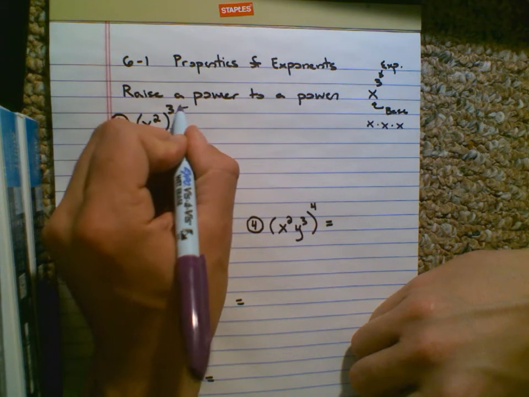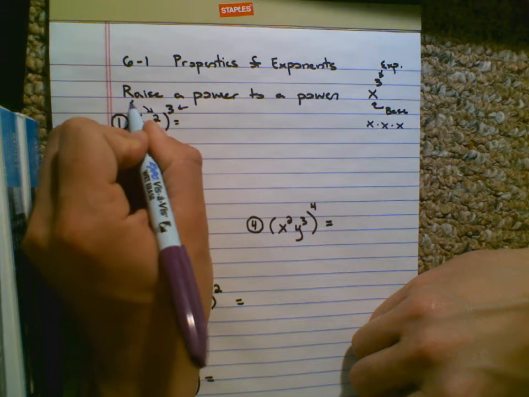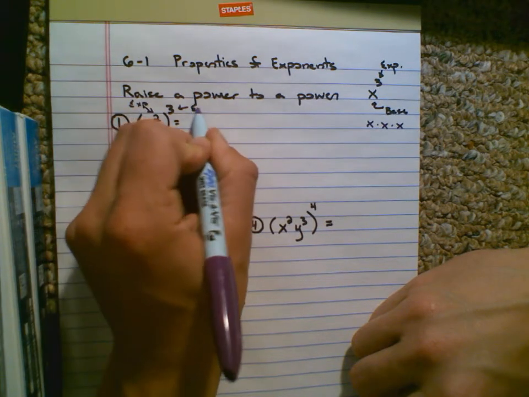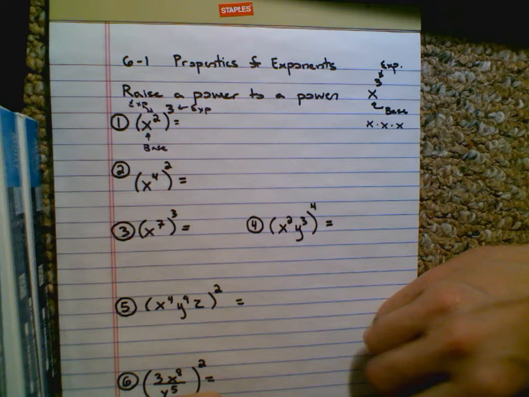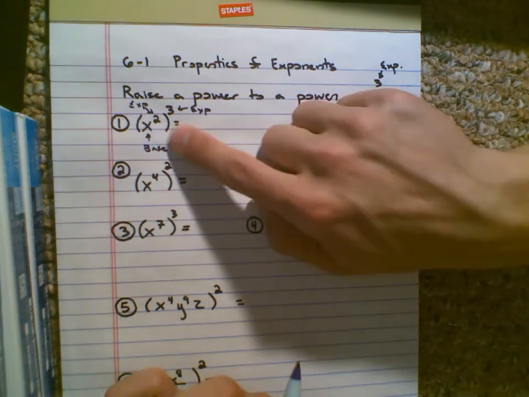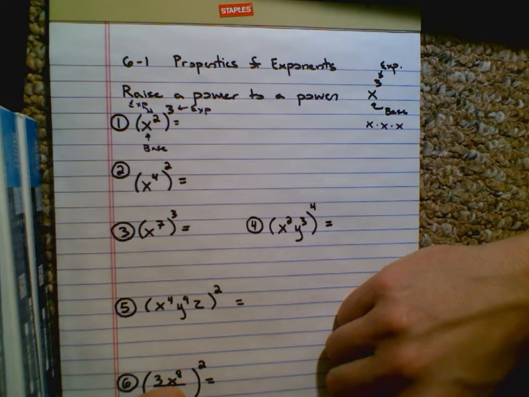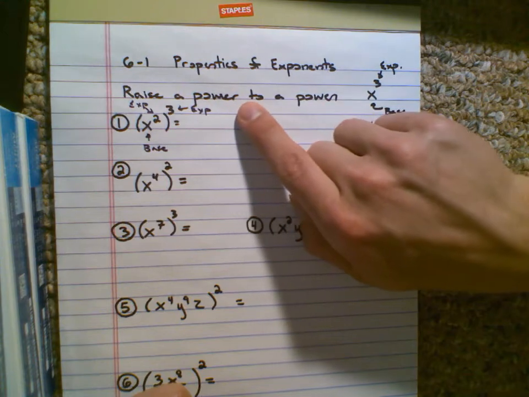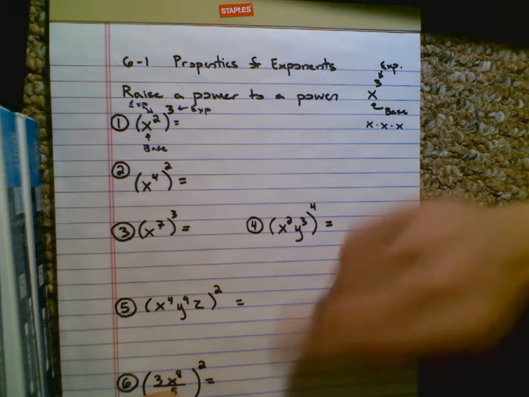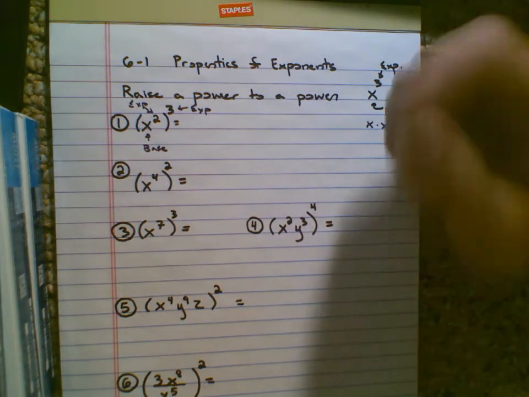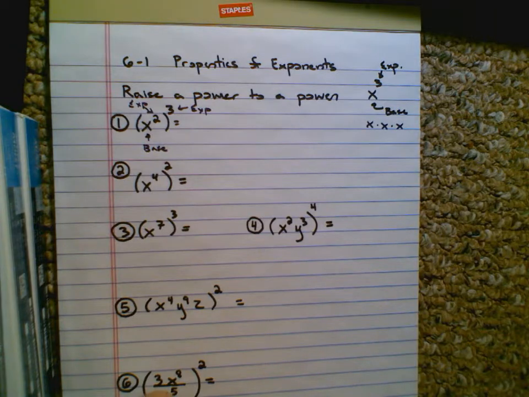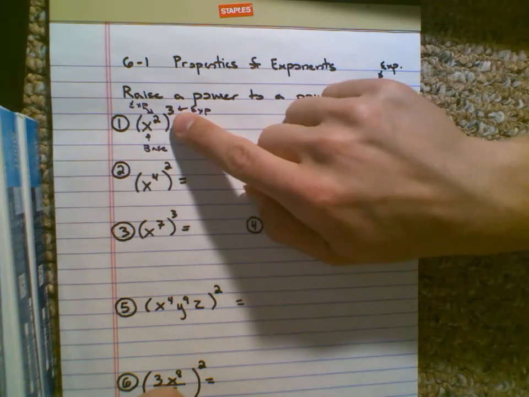So both the 3 and the 2 are exponents. We're raising an exponent to an additional exponent. That's what this rule is looking at, and that's what it means to raise a power to a power. We're taking an exponent and raising it to another exponent. Now, if we think about what exponents mean, we can think about what this 3 means.